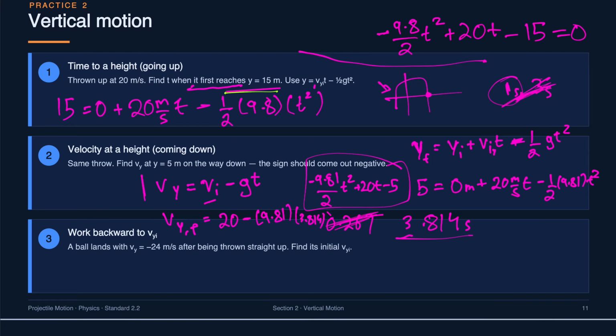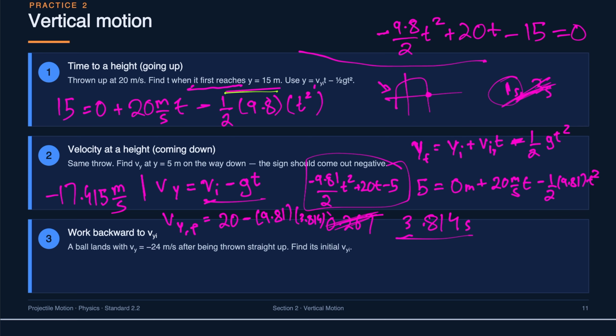This one is just regular. And then plug that in. You get negative 17.415 meters per second, which makes sense, right? It should be going downward and the velocity should be negative.